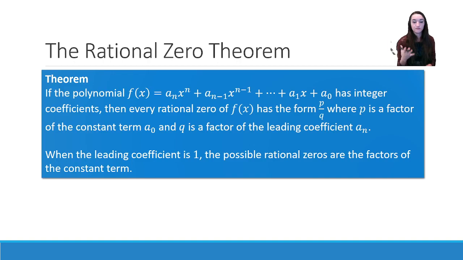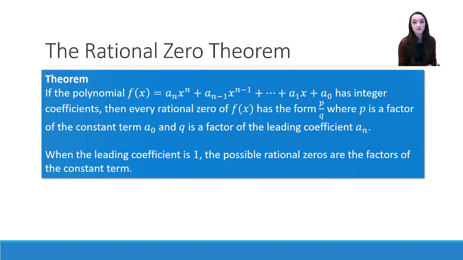So, to begin, we have the rational zero theorem. If the polynomial f of x equal to an x to the n plus an minus 1 x to the n minus 1 and so on down to a0, this is just a generic polynomial, has integer coefficients, so no fractions or anything, then every rational zero, rational meaning fractional, of f of x has the form p over q, where p is a factor of the constant term a0 and q is a factor of the leading coefficient an.